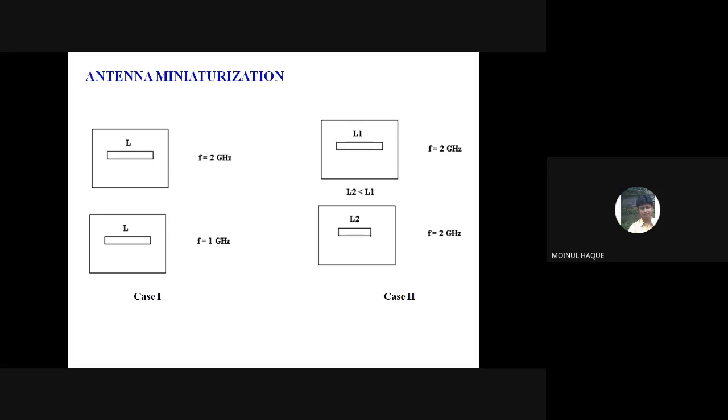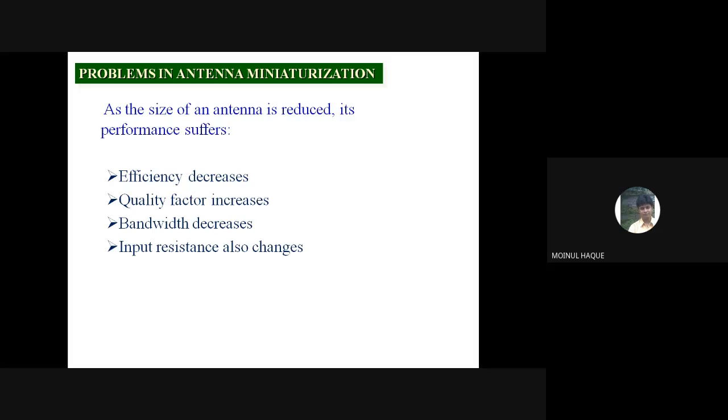I'm going to the next page. Problems in antenna miniaturization. What kind of problem in general takes place when we are doing antenna miniaturization? First thing is that as the size of an antenna is reduced, its performance suffers. Number one, efficiency decreases. Number two, quality factor increases.